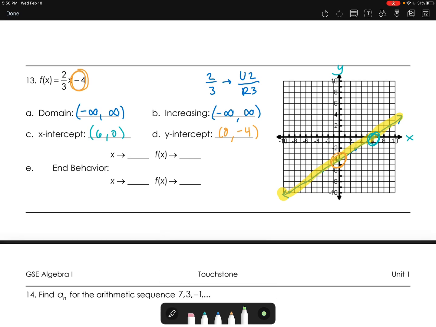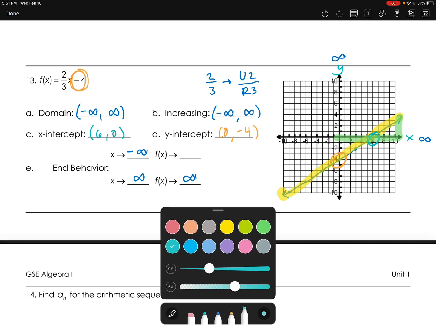Last thing is end behavior. And so I'm going to take my highlighter, and the first thing I can fill in is as x goes to negative infinity and as x goes to infinity. That's always going to be the same. And then I'm thinking, what is y doing? So if I am moving along this line, where is my line going, my yellow line? It's going up, right? And so that means as x goes to infinity, y goes to infinity, because as x goes to the positive numbers, y also goes to infinity.